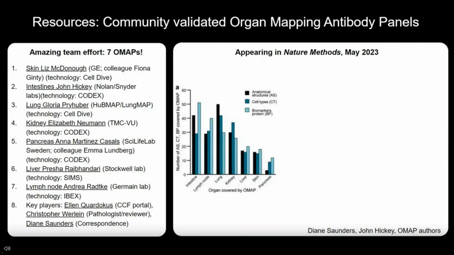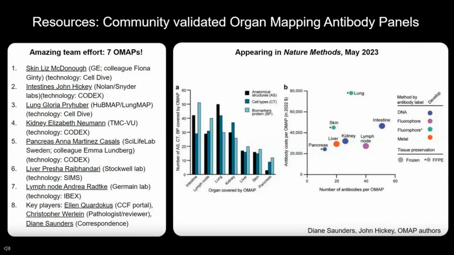And so in panel A, just showing we asked our OMAP authors, our experts in multiplex imaging, for your 7 tissues of interest, the intestine, lymph node, lung, kidney, liver, skin, and pancreas, for your various panels, how many anatomical structures and cell types can you phenotype using those panels? And you can see that our multiplex imaging panels may be anywhere from 12 to 52 markers showing the BP.